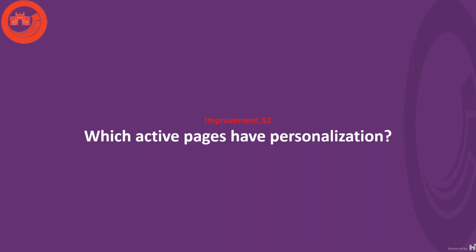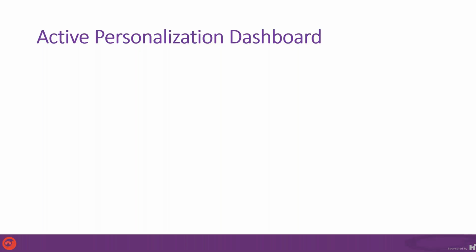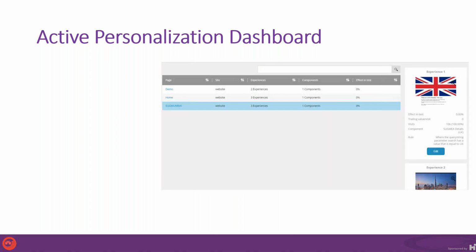For that issue, Sitecore has introduced the active personalization dashboard, which is a brand new feature in 9.2. It displays all the personalized pages in one place, like a dashboard. I'll demonstrate this in action shortly. This dashboard displays the page name which has the personalization, and the URL of the page.